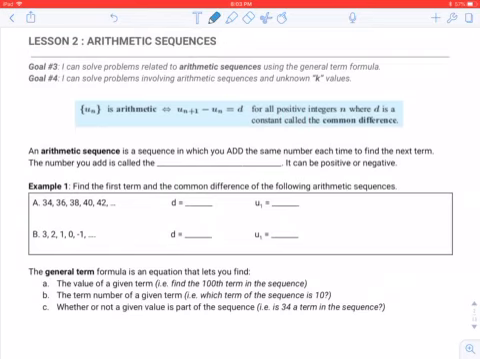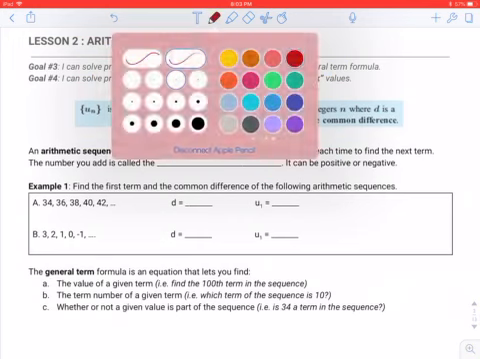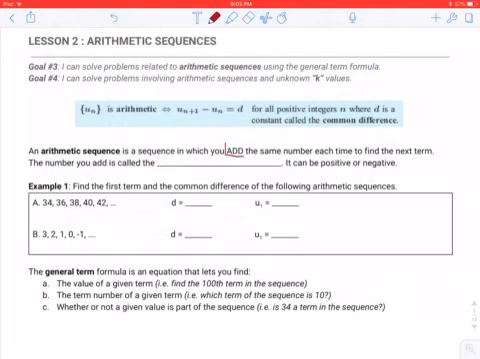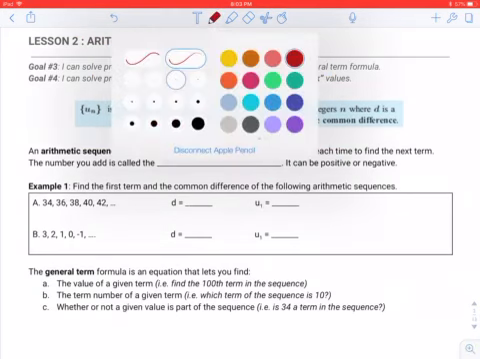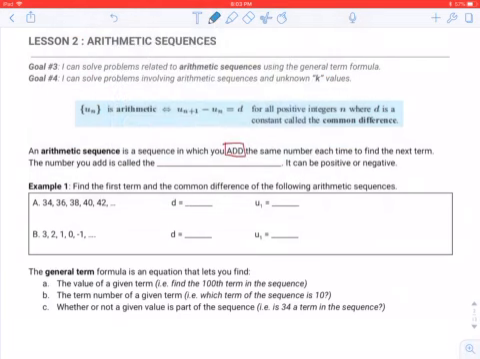sequences. The opposite of an arithmetic sequence is a geometric sequence, and a geometric sequence is one in which you multiply the same number each time. So the key thing about an arithmetic sequence is that you're adding the same number each time in order to get the next term in the sequence. That number that you add each time is called a common difference. And that common difference can be either negative or positive.